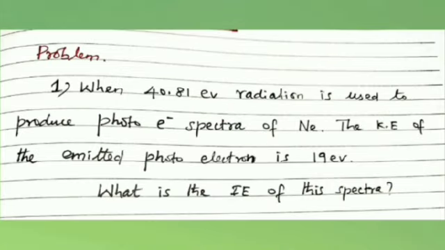Now we discuss one problem based on photoelectron spectroscopy. When 40.81 electron volt radiation is used to produce the photoelectron spectrum of neon, the kinetic energy of the emitted photoelectron is 19 electron volt. What is the IE of this spectrum?